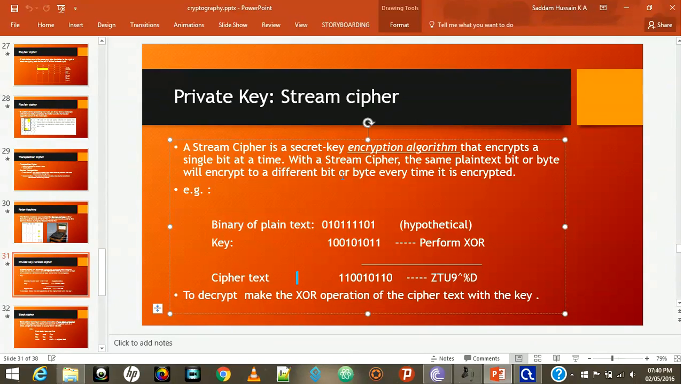Okay, to decrypt, make the XOR operation of the cipher text with the key. Again, to get the original message, we do the XOR operation of this cipher text with this key to get the original message. Okay, that's the stream cipher.